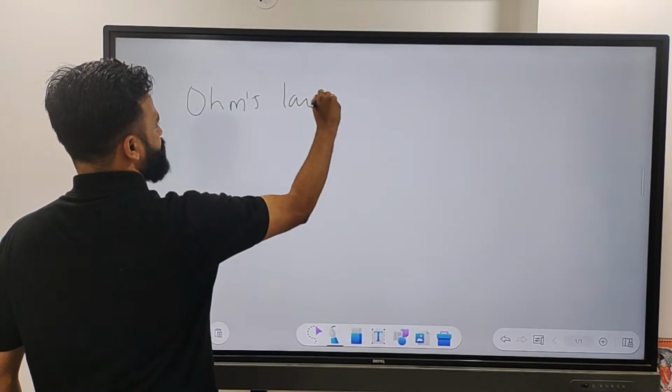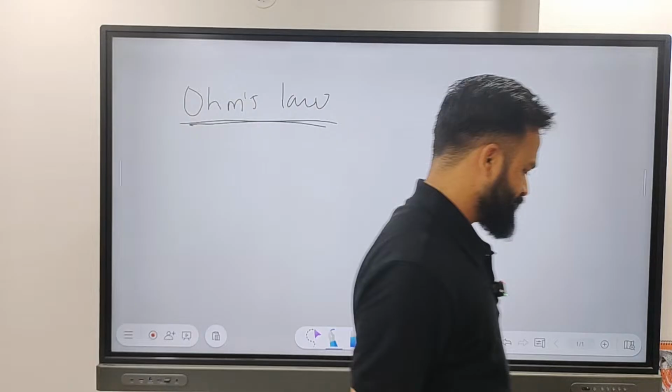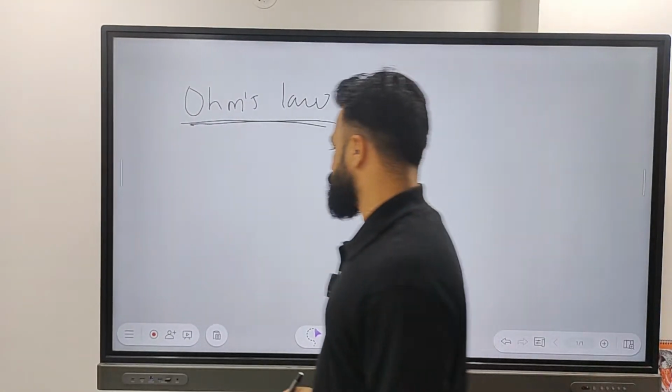So Ohm's law, when I ask, what does the majority of students say? V is equal to IR. V is equal to IR is the equation of Ohm's law. It is not Ohm's law. Okay, what is the actual Ohm's law?